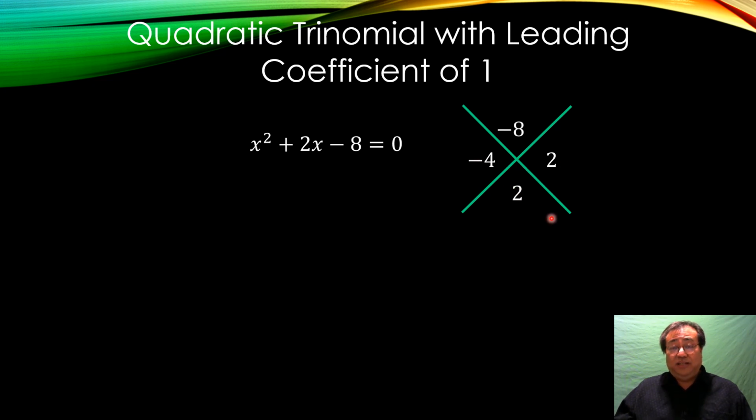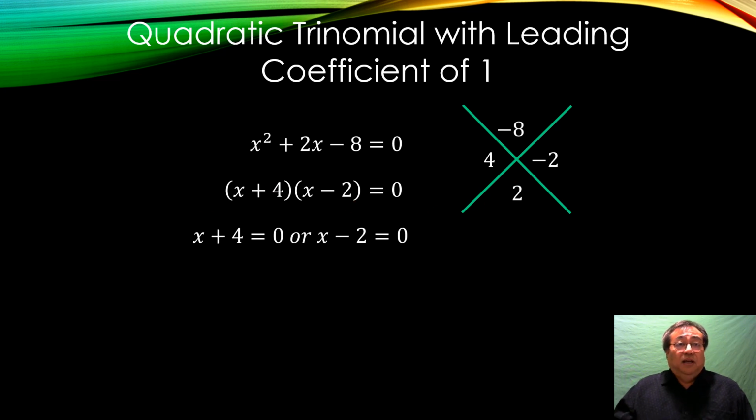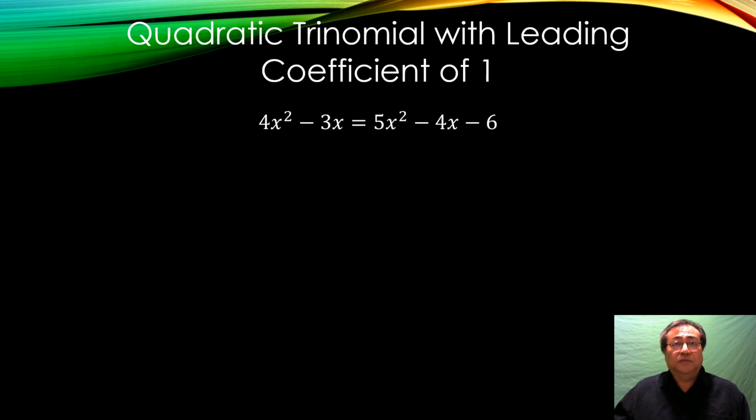We just have the wrong sign. So that means just swap the signs, right? Take the negative 4, make it positive. Take the positive 2, make it negative. 4 times negative 2 is still negative 8. 4 plus negative 2 is positive 2. So that is our combination. All right. So we make x plus 4 and x minus 2. Set each factor equal to 0. And we get the answer x equals negative 4 or x equals 2. Okay.